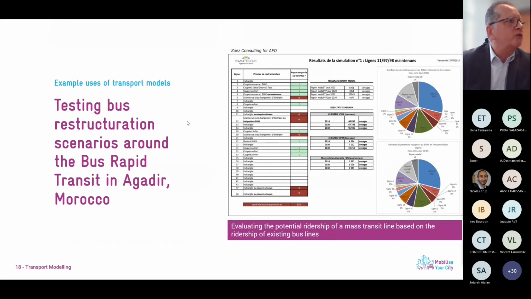An example where it was used to test bus reorganization around the project of bus rapid transit in Agadir. Then it's to evaluate the potential ridership of the bus rapid transit based on the ridership of existing bus lines. And I will come back to this example and the methodology, but it's also a situation where a model can be useful.